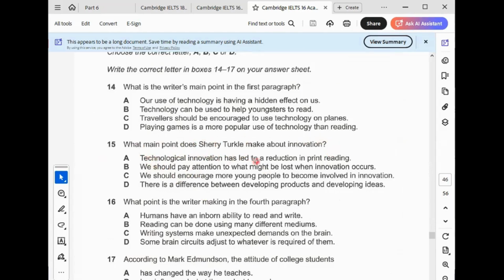So what main point does Sherry Turkle make about innovation? Technology innovation has led to a reduction in print reading. Well, I don't think that's the main point here. Reduction in print reading? They didn't even mention print reading in that text, in that paragraph.